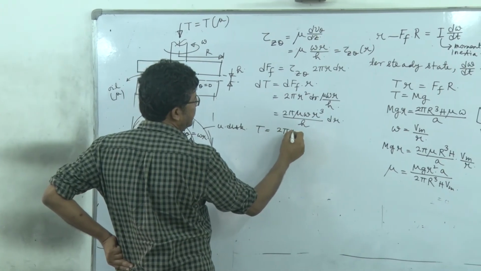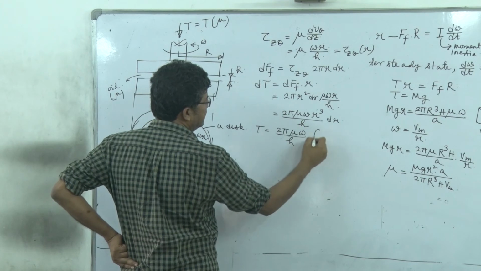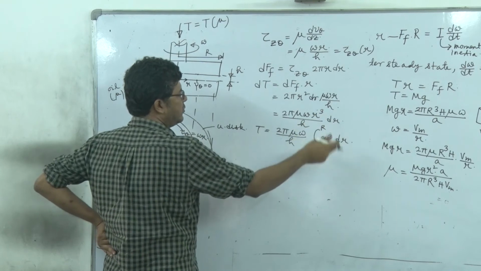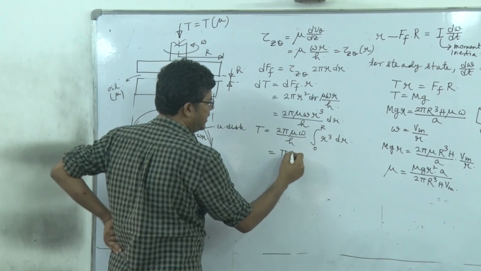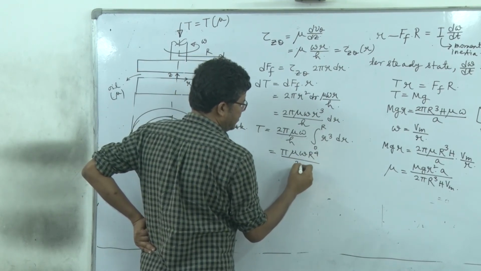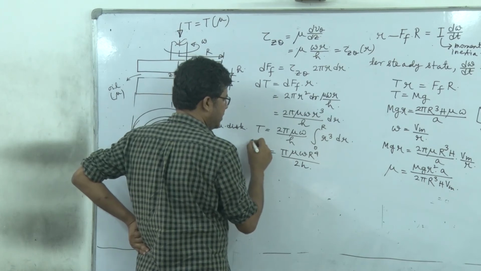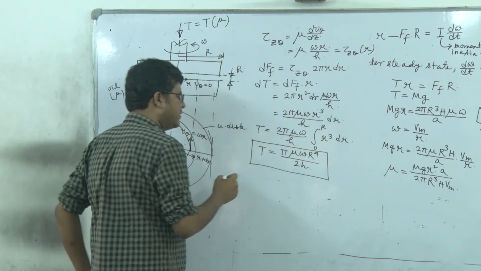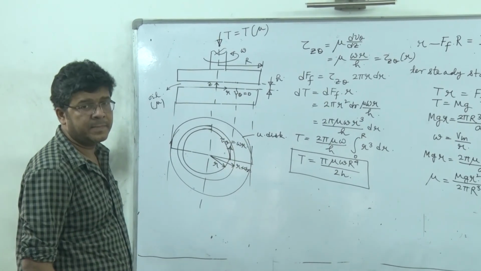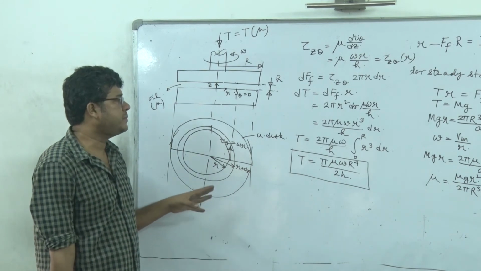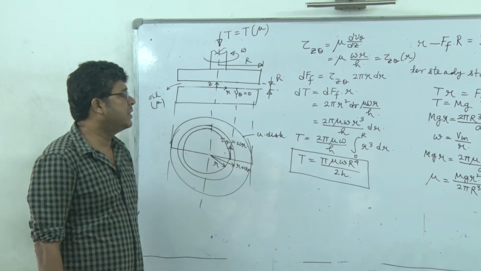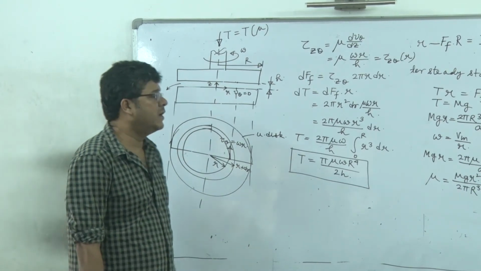Next we will simply integrate it. That is 2 pi mu omega by h, integral from 0 to capital R of r cube dr. So it is capital R to the power 4 by 4. So it is pi into mu into omega into R to the power 4 divided by 2h. So that is the torque required, and if I can measure the torque, we can calculate the viscosity, provided we know the rotational speed. So we have solved these 3 different problems of 3 geometries using Newton's law of viscosity and using the linear velocity profile.